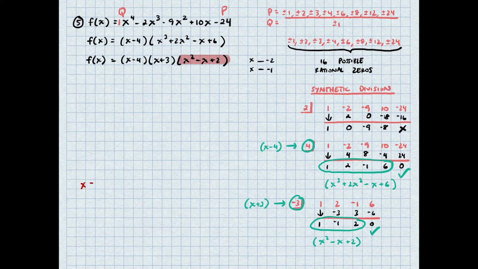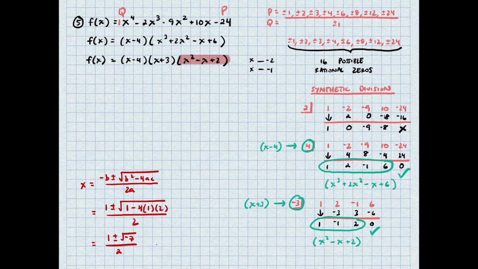Remember, the quadratic formula is... simplifying the radical a bit. This is going to be 1 plus or minus the square root of 1 minus 8, I believe, so that's going to be negative 7, and that's all over 2. Simplifying just a bit more, we can say that this is going to be 1 plus or minus i root 7 over 2. So here's our final factored function.